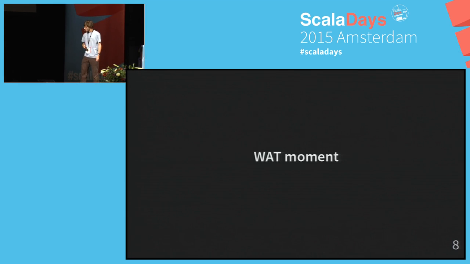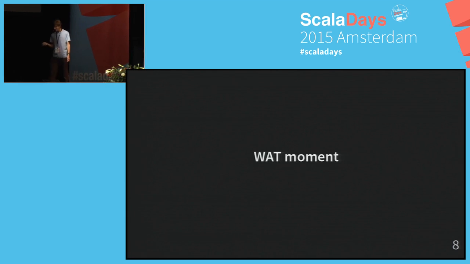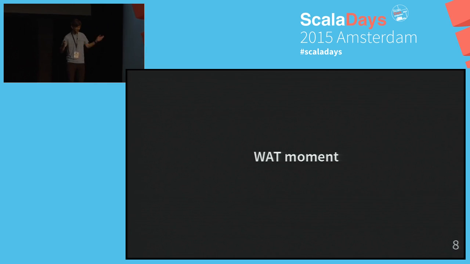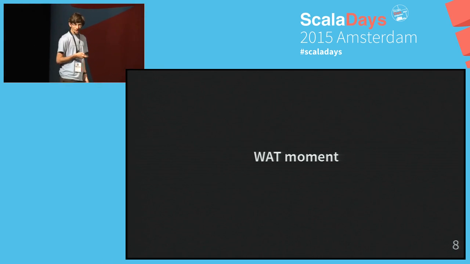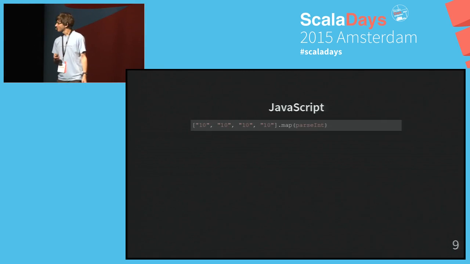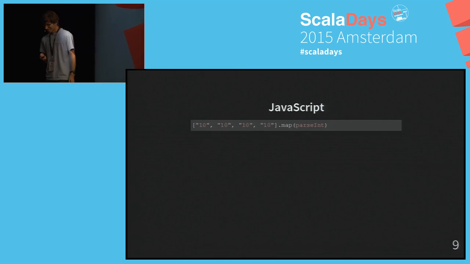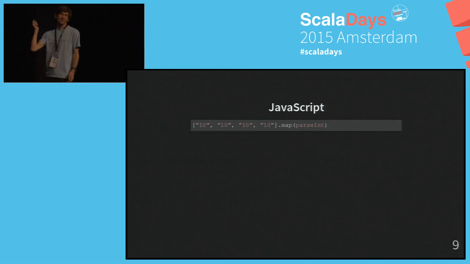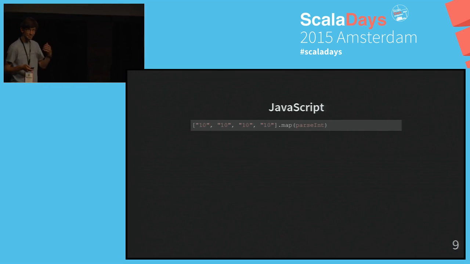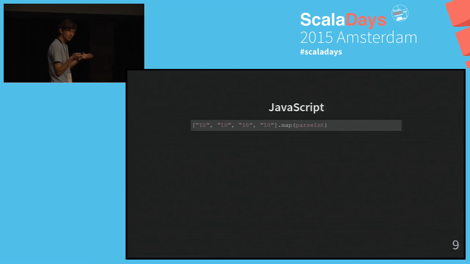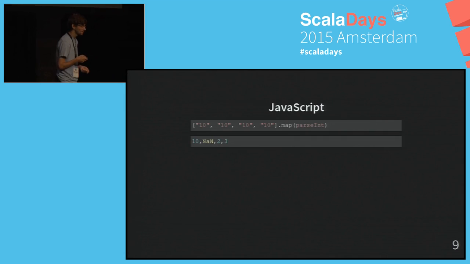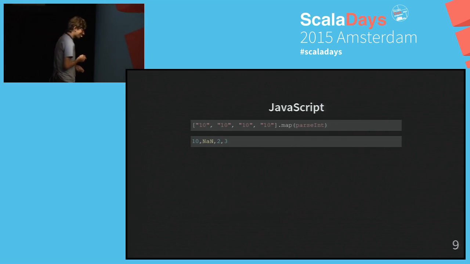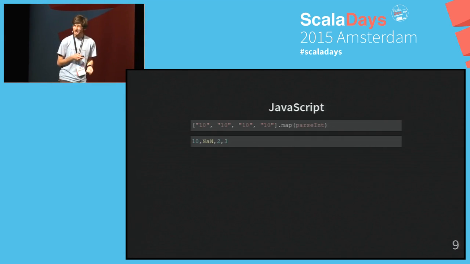Because we're talking about Scala and semantics, and everyone loves a "what" moment, we're going to have some crazy examples of the semantics. So let's talk about JavaScript. This is a pretty famous example in the JavaScript community. You would of course expect this to give you an array of 4 numbers, which are 10. Well, guess what? You get this. So how can that be?